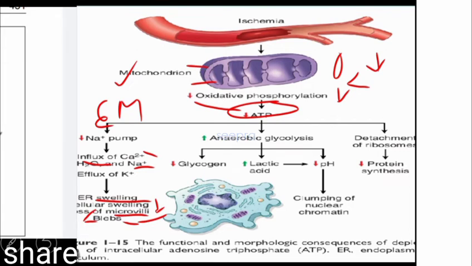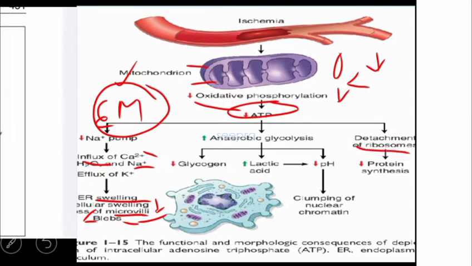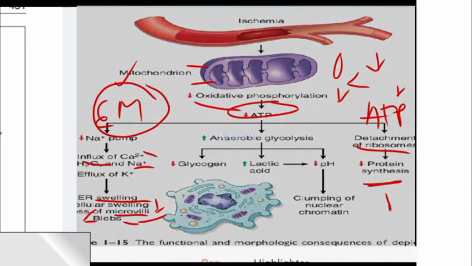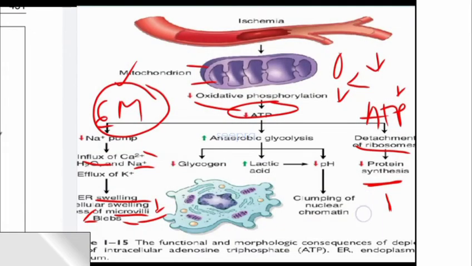Now we discuss what happens inside the endoplasmic reticulum. There are two types of endoplasmic reticulum, rough and smooth. When ATP decreases, the ribosomes of the rough endoplasmic reticulum get detached, which leads to a decrease in protein synthesis. Because ATP is low, protein synthesis is low. When protein synthesis is low, misfolding of proteins occurs. This is what happens in the endoplasmic reticulum.